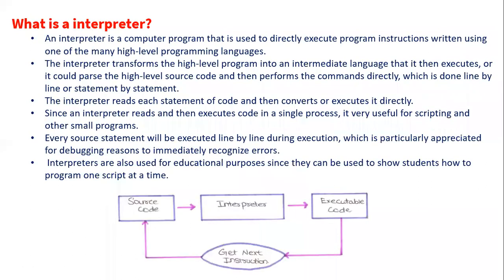Now, next thing, here we consider one more translator, that is nothing but the interpreter. This is the main part of this particular chapter. Now, in this case, the tasks of compiler and interpreter are similar, but here some differences can be given during this particular translation. Now, in case of the interpreter, that is a computer program. Okay, it is also one of the computer programs. Now, it is used to directly execute the program instruction written using one of the many high level programming languages.